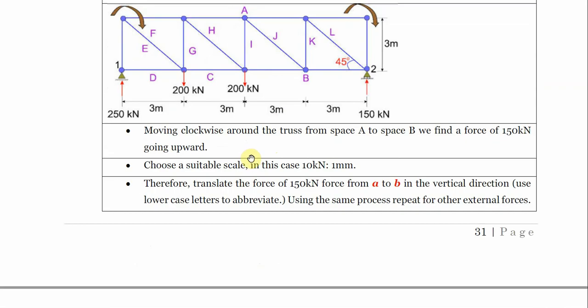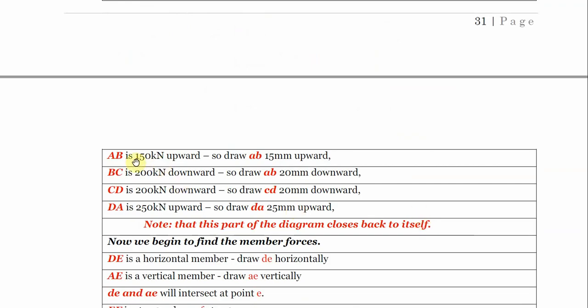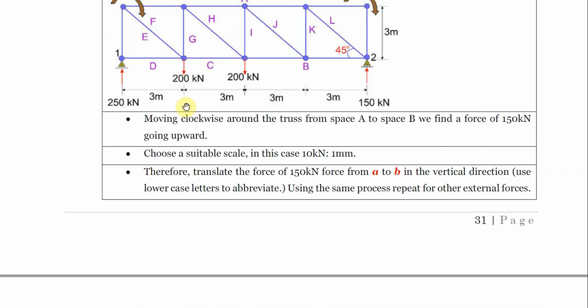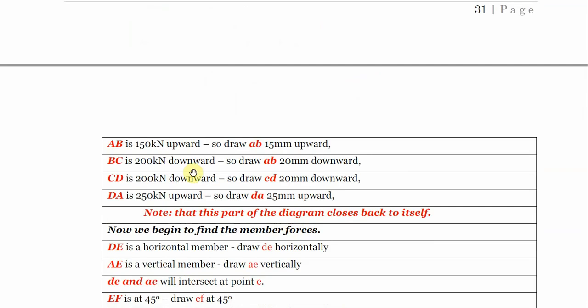But before we start drawing, we must choose a suitable scale. In this case, we are using 10 kilonewton to mean 1 millimeter. The same thing applies, you have to take a scale. Therefore, we translate it so that the force of 150 kilonewton from A to B will be equal to 15 millimeter, like that. Using the same procedure we did for other external loads, A to B is just the force in between. It's 150, so we take AB to be 15 millimeter.